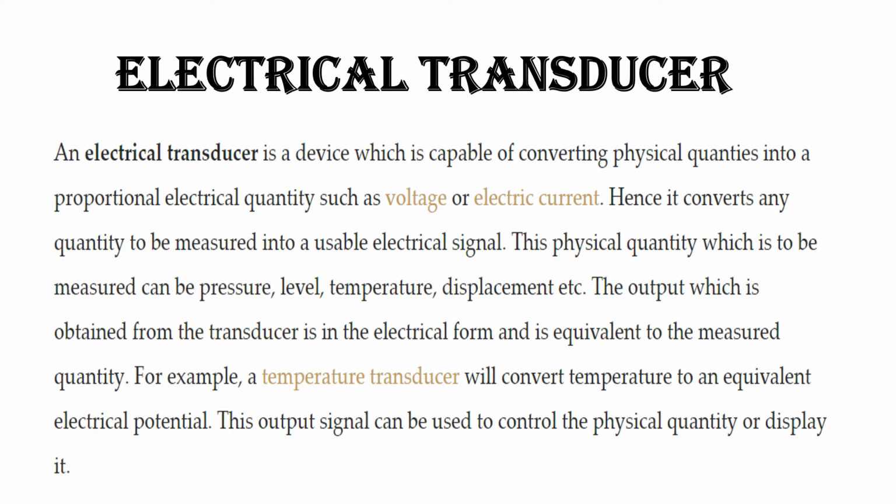The output which is obtained from the transducer is in the electrical form and is equivalent to the measured quantity. For example, a temperature transducer will convert temperature to an equivalent electrical potential. This output signal can be used to control the physical quantity or display it.